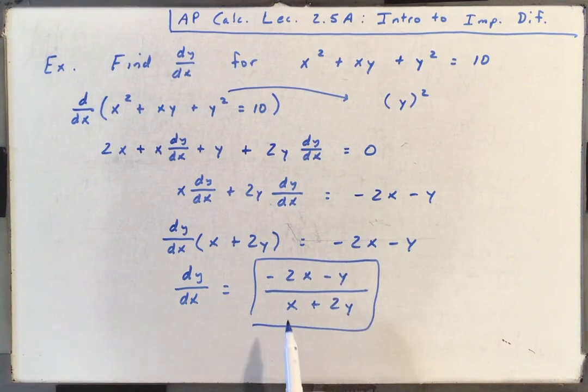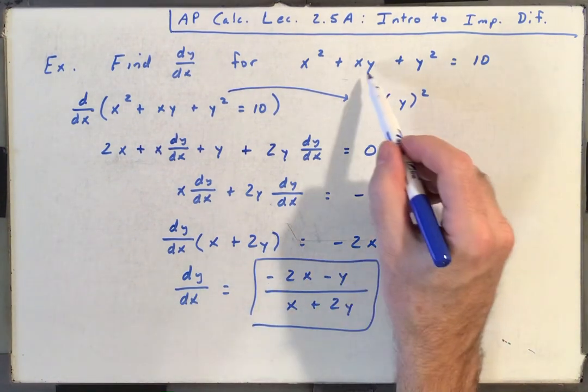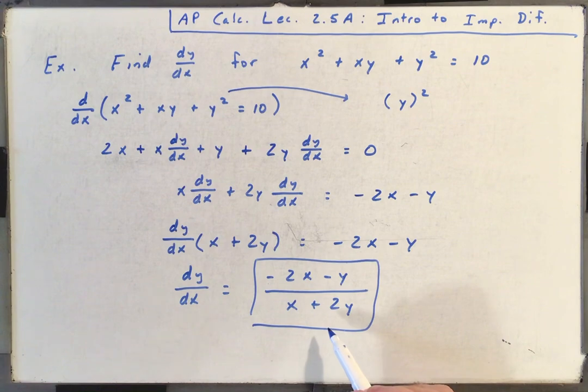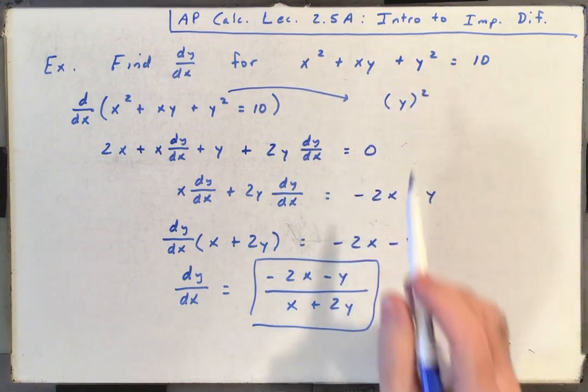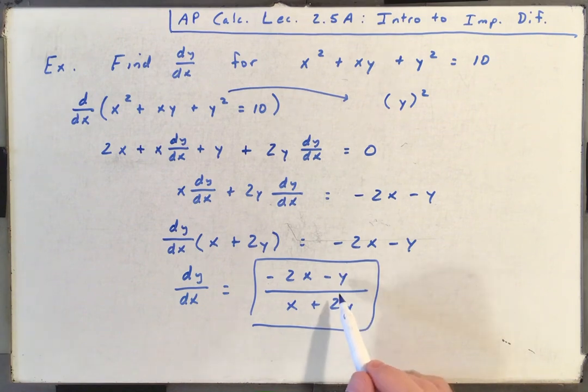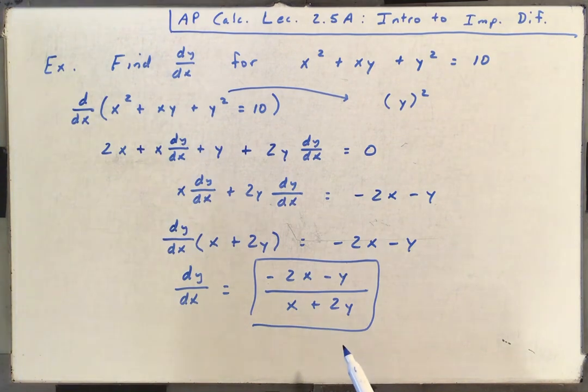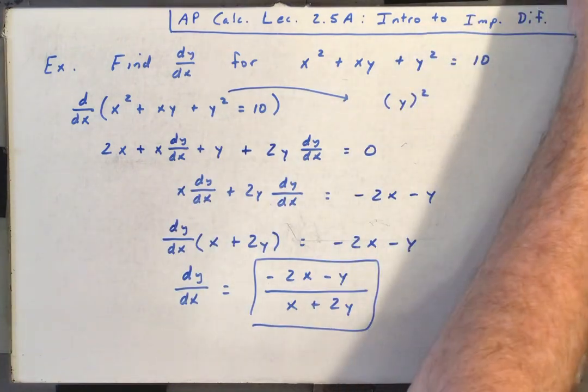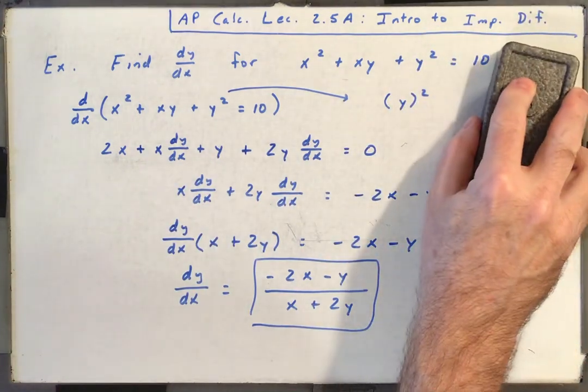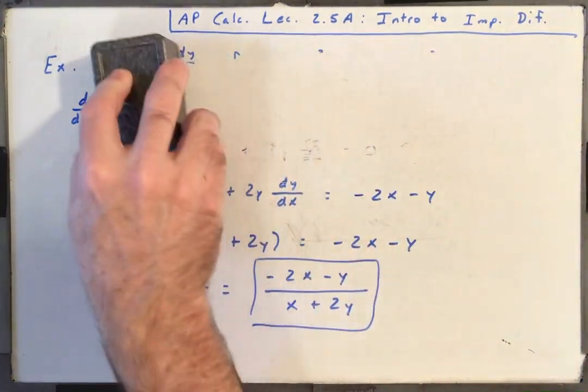And that is the derivative of this relation with respect to x. And at any point on the graph of this, if you plug in the x and y value, it'll give you the slope of the tangent line at that point. All right, pretty cool. Okay, let's do one even a little more fancy. One where we have to invoke the quotient rule.